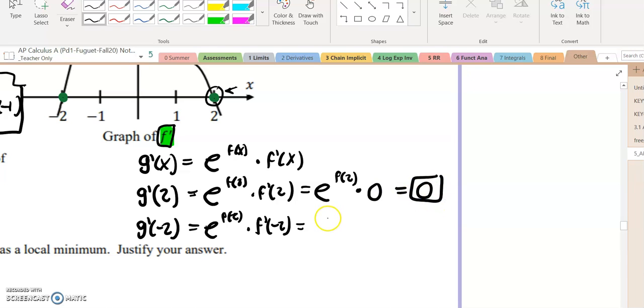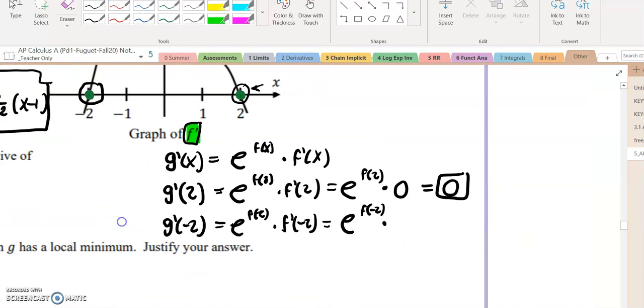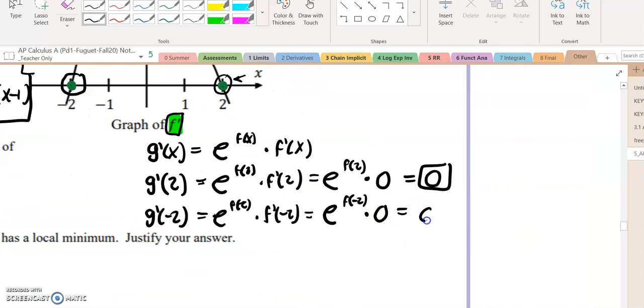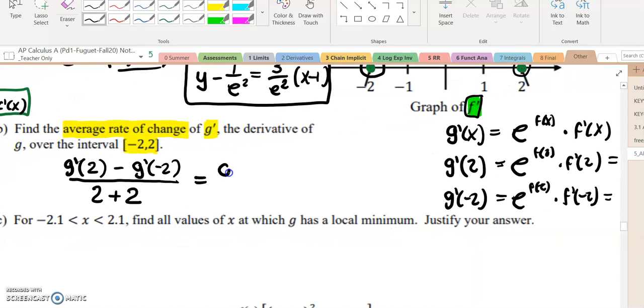And likewise, down here, we're going to get e raised to the f of negative 2. F prime of negative 2 is also going to be 0. So that's going to be another 0. So we get 0 for both of these. And when I insert that back in, that's just obviously going to give us 0 minus 0, divided by 4. My apologies. And so our answer here is going to be 0.